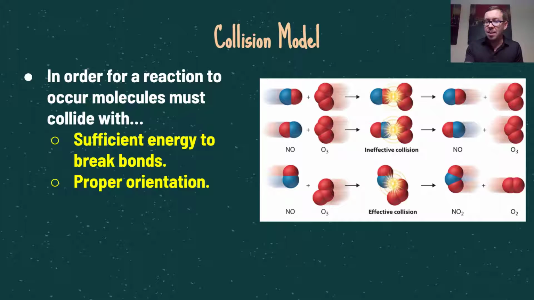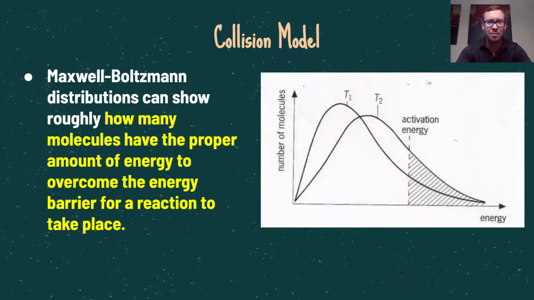However, if the nitrogen collides with the O3 molecule on the end, I'm very likely to get a molecule of NO2 and O2 from that. So that's what I mean by effective collisions: it has to be probable that we're likely to get our products from this collision, just simply based on the orientation of the molecules themselves. That and sufficient energy are important in order to get a successful collision.